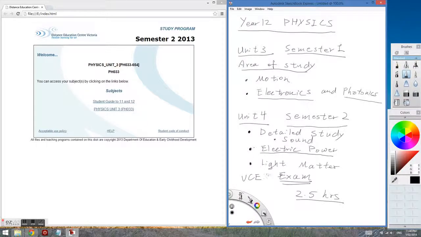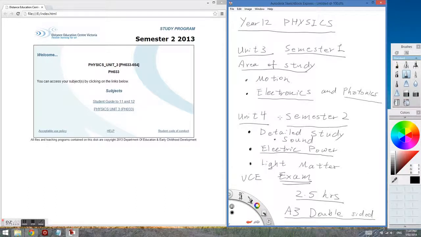Okay, and all these 5 areas of study will be on your VCE final year exam. In your exam, the VCAA requirement is you can have an A3 double-sided cheat sheet.